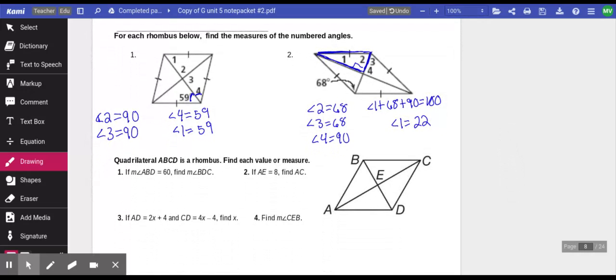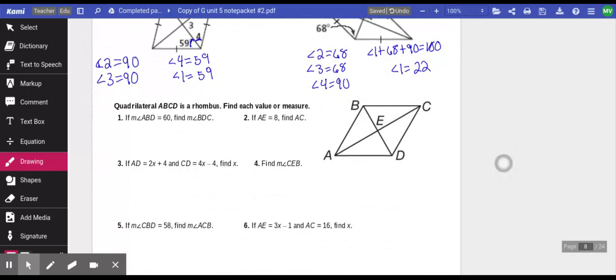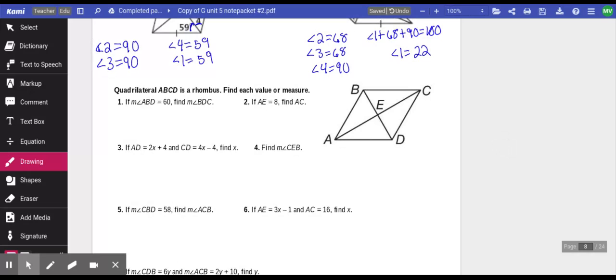So I want you to pause and try to do 1 through 4, and then come back and we'll discuss.